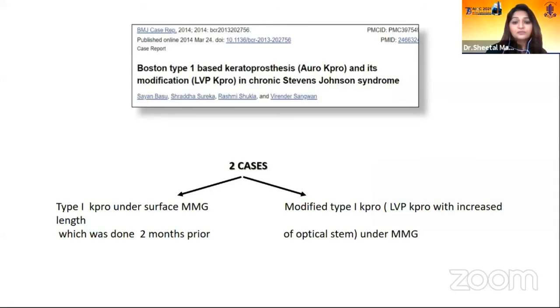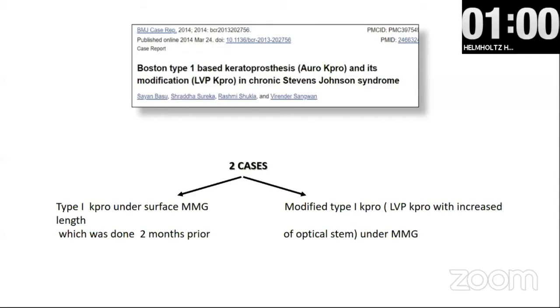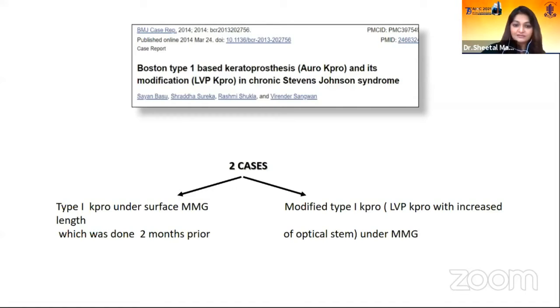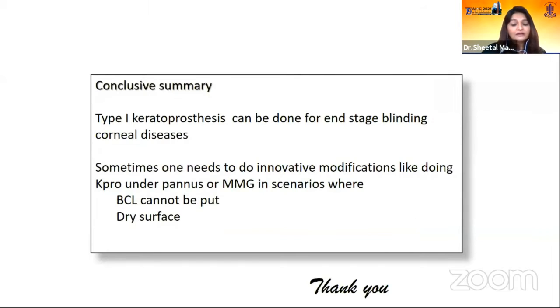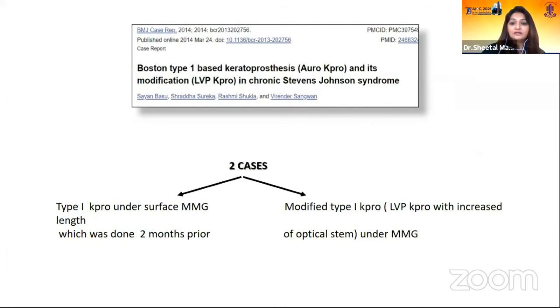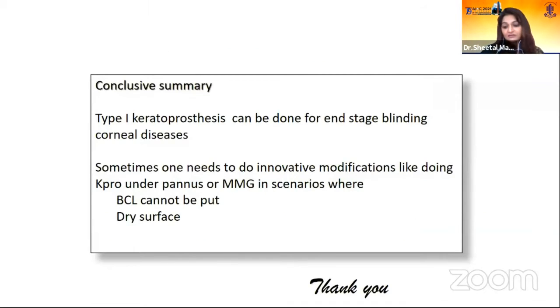Dr. Basu also reported 2 cases where in one case they did type 1 keratoprosthesis under surface MMG 2 months later, and in the other case they did the modified type 1 keratoprosthesis, that is your LVP keratoprosthesis, which has a longer optical stem, so it can actually accommodate the mucous membrane graft pretty well. They did it under mucous membrane graft. Although I did not find any publication under pannus, we do know that some of our colleagues are doing this, and in fact I took the inspiration from them and did this case.